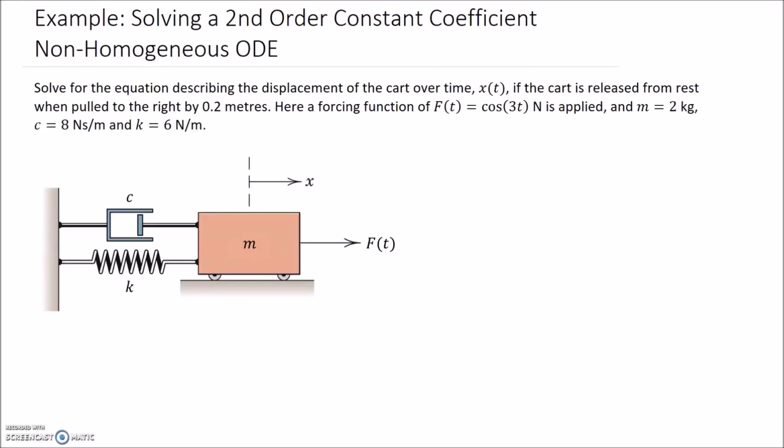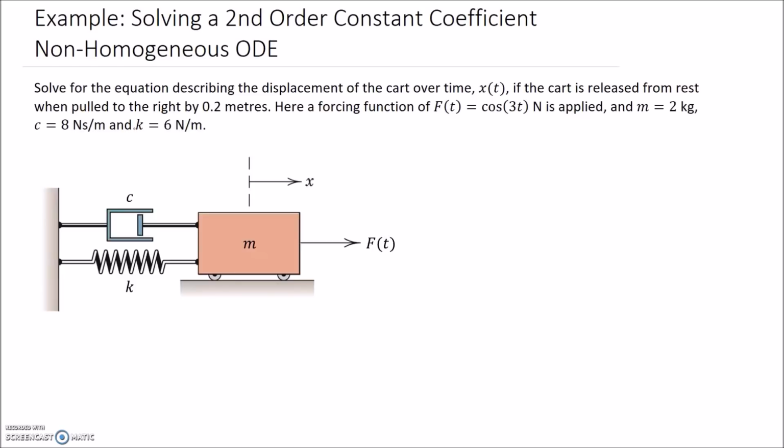So here we're asked to solve for the equation describing the displacement of the cart over time, so x of t, if the cart is released from rest when pulled to the right by 0.2 meters. We have a forcing function which is applied onto the cart, so we can see that in the diagram here, and we're given the values for the mass, damper and spring.